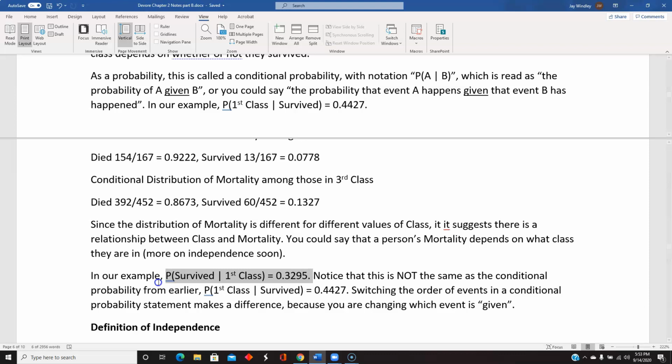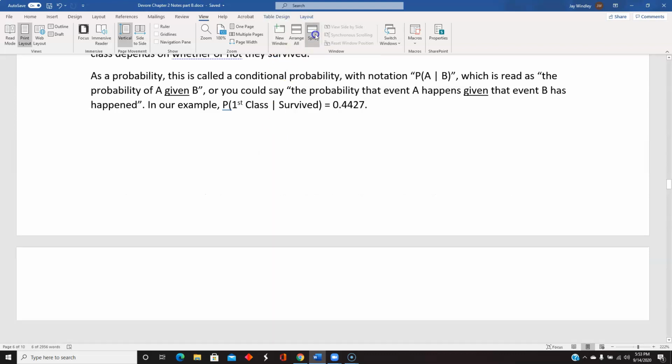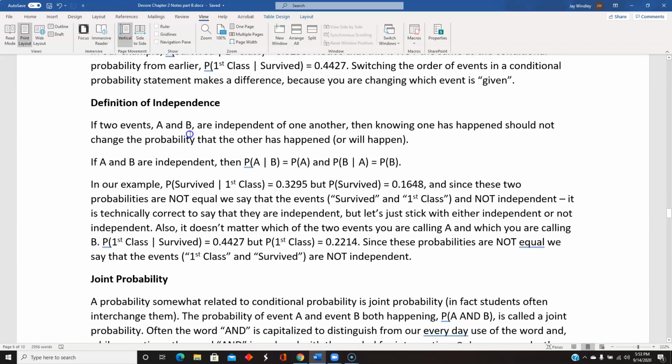So that's a segue to a natural conversation about independence. If two events are independent, then knowing that one event has happened does not change the probability that the other event happens. And the way we say that as a probability statement is, if A and B are independent, the probability of A given B is just the probability of A. So knowing that B has happened doesn't change the probability that A has happened. So the probability of A and the probability of A given B are the same.